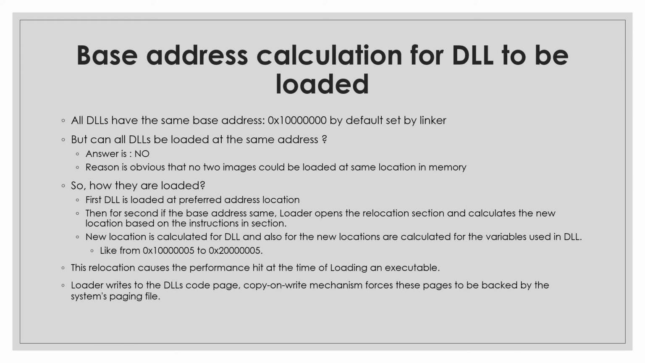The loader writes to the DLL code page because when you are loading a DLL and changing the base location for this DLL to be loaded, this information needs to be saved somewhere, and this information is saved to the code page by the loader. This process is called the copy on write mechanism, and it is done on secondary devices like the hard disk. So this writing process and this recalculation of the new address cause the performance hit.